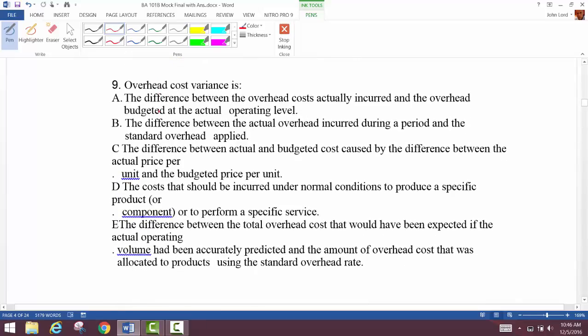I looked at number 9 and I forgot to indicate the answer, and even I'm having trouble with this one. Overhead cost variance is, and I think the answer is, the difference between the actual and the budgeted costs caused by differences between the actual price per unit and the budgeted price per unit. Let me look at that one, or maybe E. I don't like questions like this. I guess it's E. But this is the overall overhead cost variance. If you have this on your test, I'll tell you the answer during the test. I don't even know the answer to this question, to be honest with you.